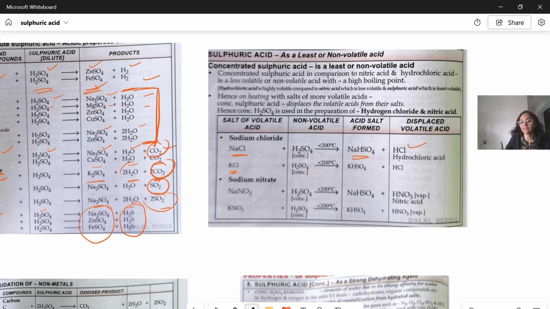So let us take another example. Sulfuric acid plus KCl gives KHSO4 plus HCl. One more example, H2SO4 plus NaNO3. You get sodium bisulfate and nitric acid. And potassium nitrate and sulfuric acid, you get KHSO4 plus nitric acid. So basically, the less volatile acid displaces the more volatile acid from its salt, and therefore you are getting these volatile acids. Look at what you are getting: HCl, HNO3. So the less volatile acids are able to displace the more volatile acids from their salts, right?